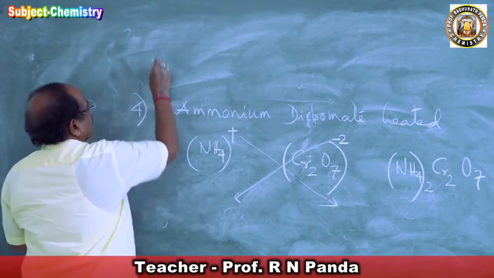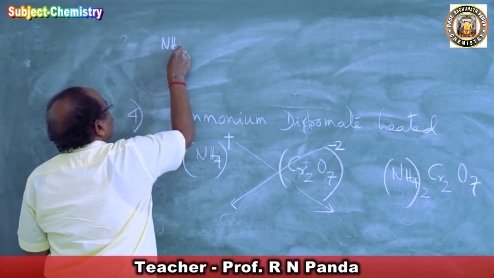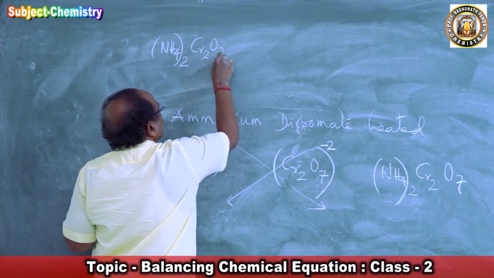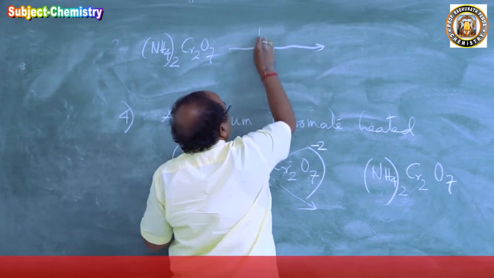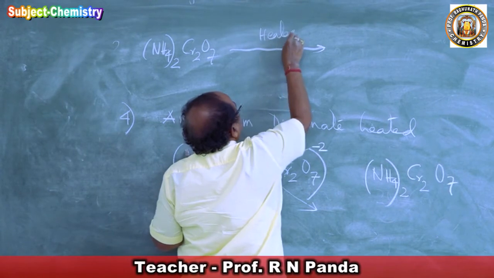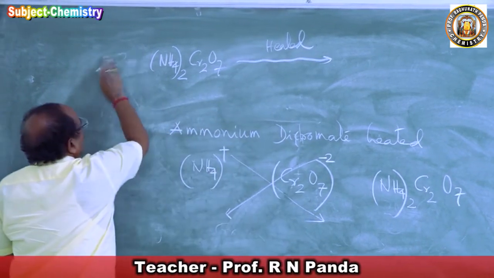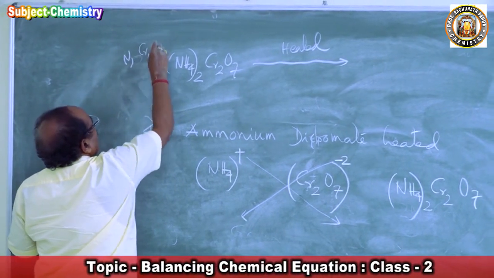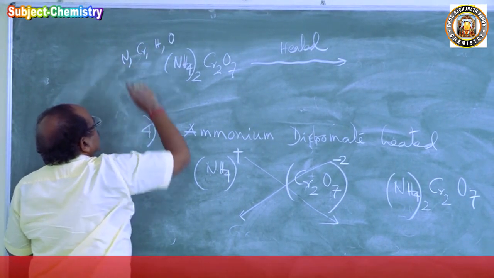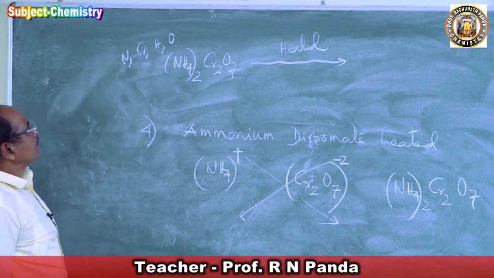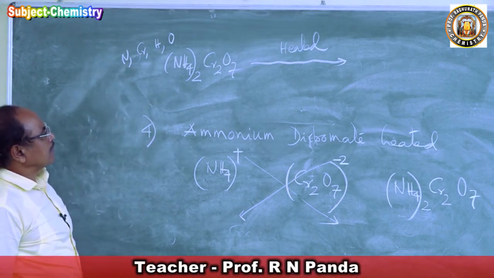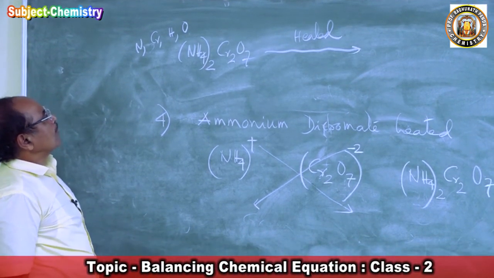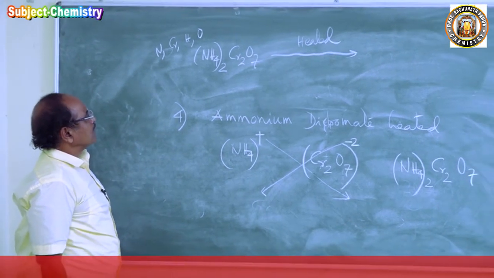Now we will write the skeleton equation, then we will write the atomic equation, then we will make it the molecular equation. So (NH4)2Cr2O7 heated. We will write the skeleton equation. Who are the elements here? I told you, first write like this: nitrogen, chromium, hydrogen, oxygen. They are present. Then how will you go for this? Ammonium dichromate heated.